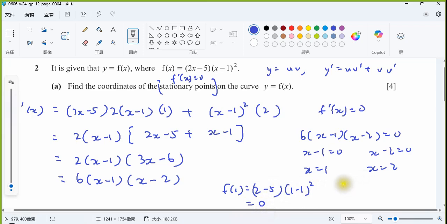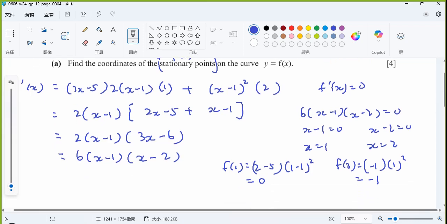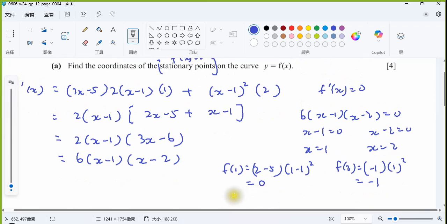Okay, and then f(2) will be (2·2 - 5), which is -1, and then (2 - 2)² ... which is -1. Okay, so we want the coordinates. So the coordinates will be (1, 0) and (2, -1).